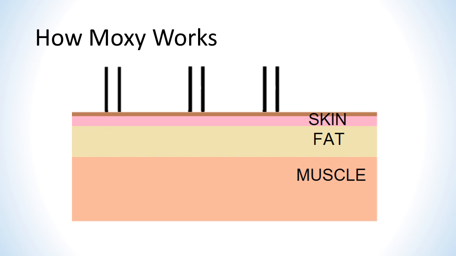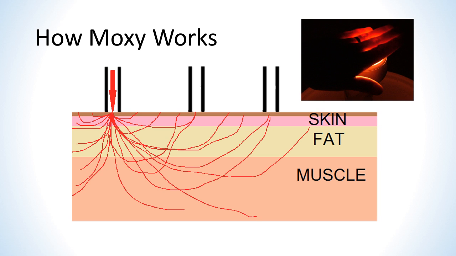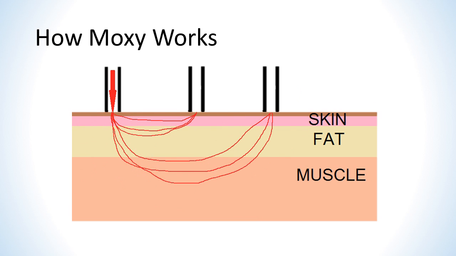Let's take a look at how Moxy works. This sketch shows how Moxy is able to isolate the SmO2 reading to the muscle layer. The Moxy works by shining light into the tissue at one point. The light scatters in all directions, and you can observe this by holding your hand over a flashlight. Your entire hand will glow with pink light because the light is being scattered throughout the tissue. The same thing happens with the Moxy light. Since the light is scattered in all directions, most of it is lost.